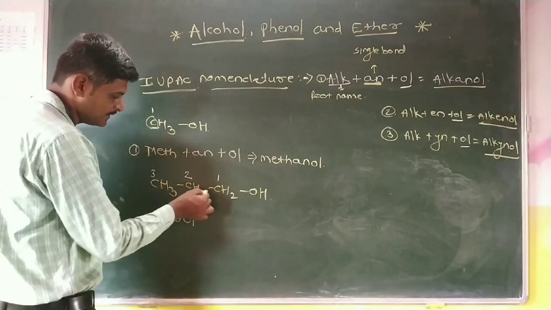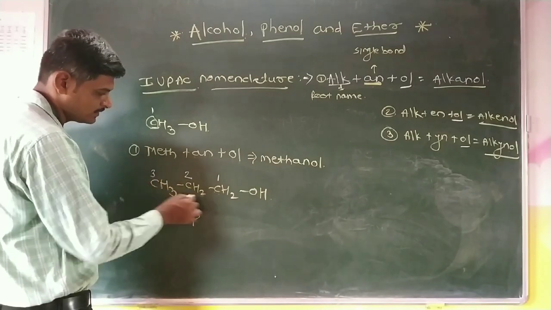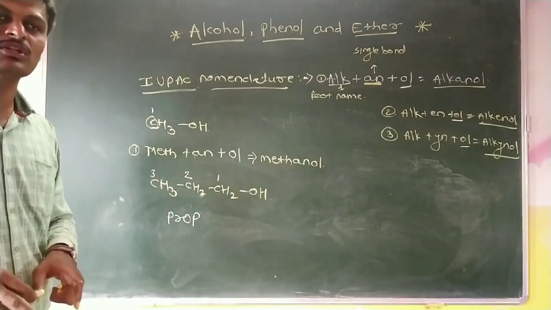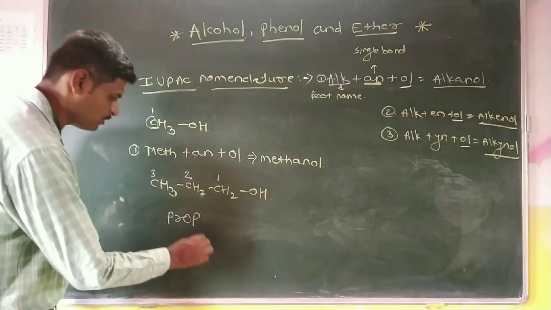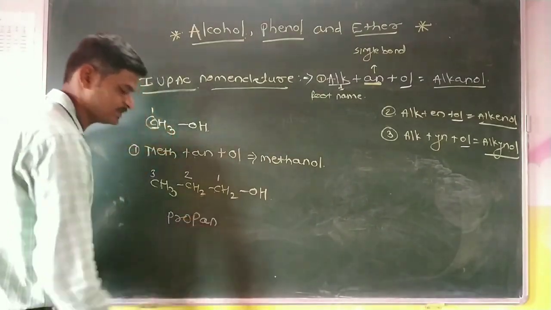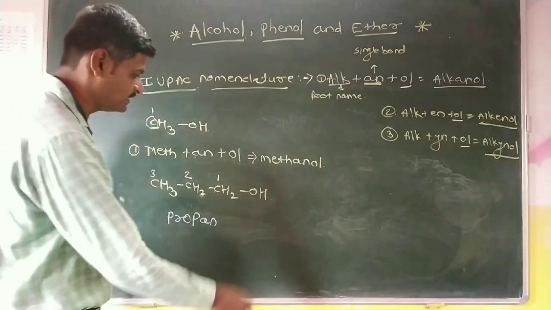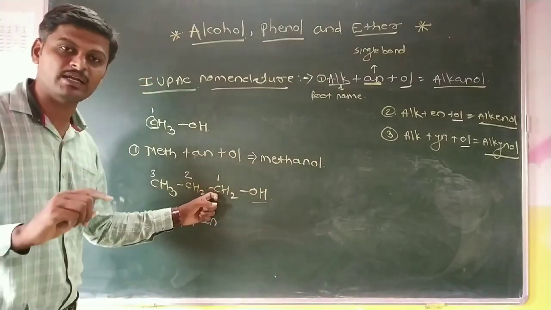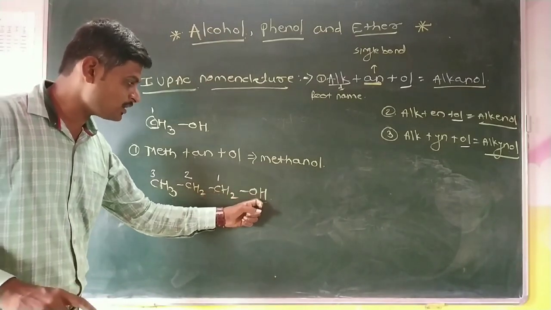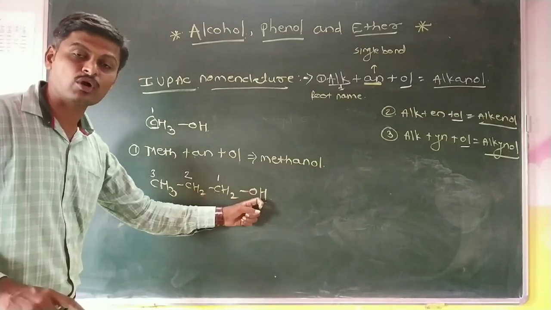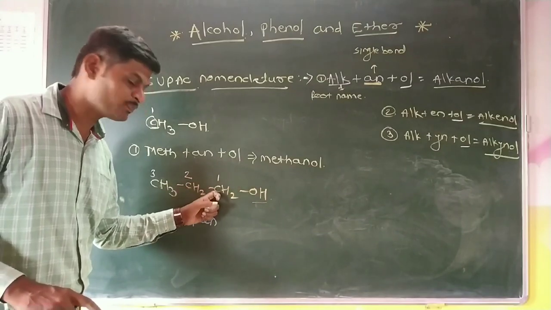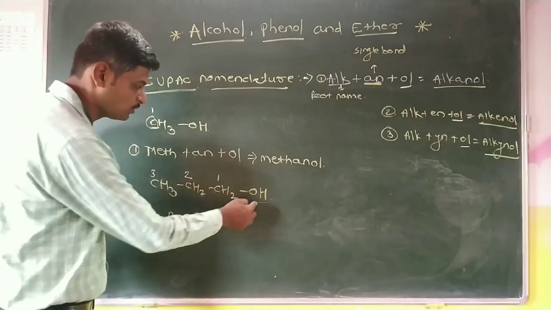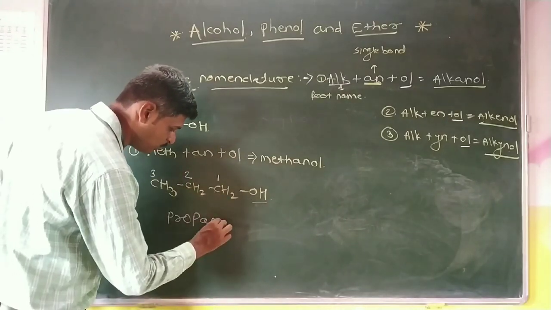After that, these 3 carbon atoms, 1, 2, 3, are attached to each other by single bonds, and a single bond is represented by "ane". This OH group is attached to the first carbon atom. Therefore, the locant of the OH group, the location where it is attached, is the first carbon atom, so the locant is 1.